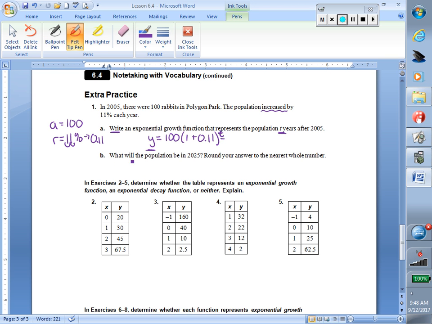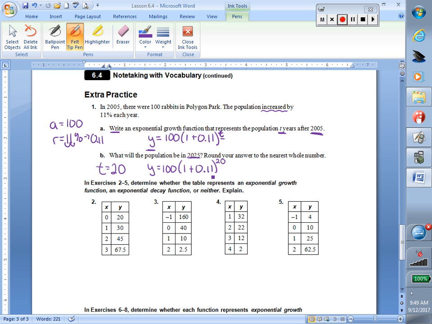Then letter B asks us to actually use that function. We want to predict the population in 2025. So we keep our equation the same. And then 2025, that would be 20 years after we start. So we start in 2005, so to get to 2025, our time is going to be 20 years. So our exponent, instead of t, we put it as 20.